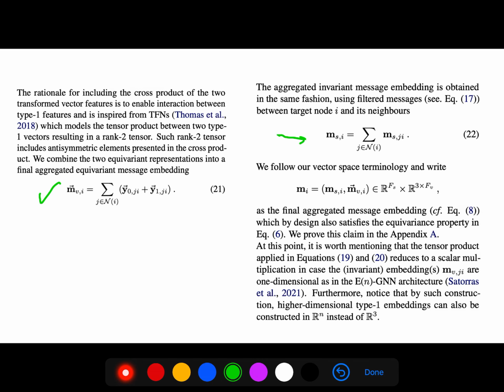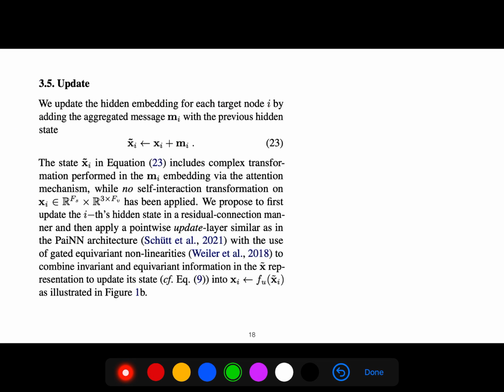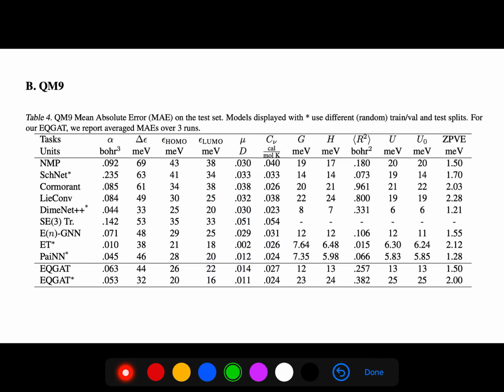The aggregated message passing embedding is obtained in the same fashion, and we follow this vector space terminology and write M_i as the final aggregated message embedding. Then we update the hidden embedding for each target node by adding the aggregated message M_i.